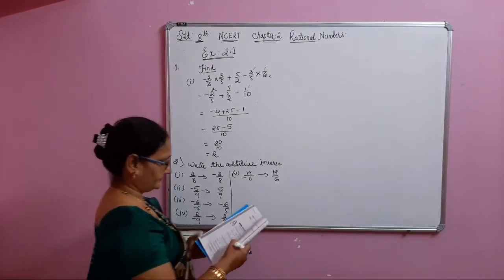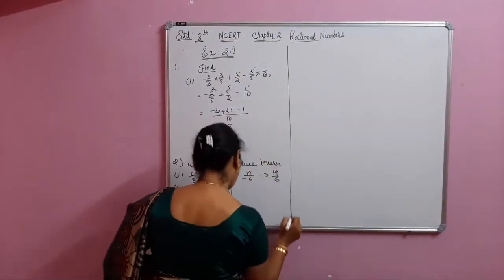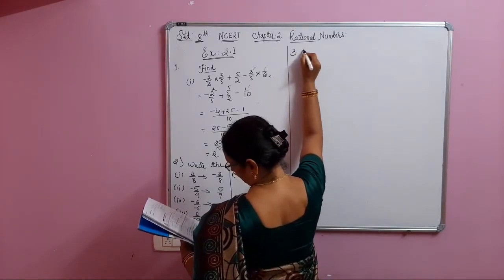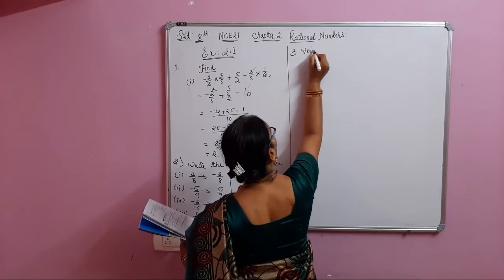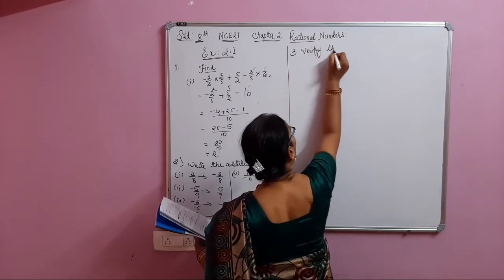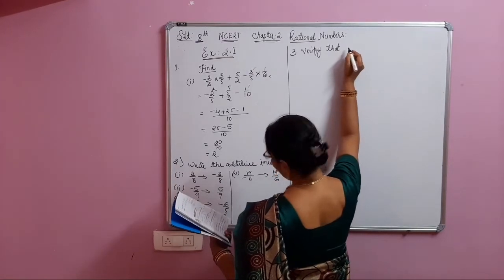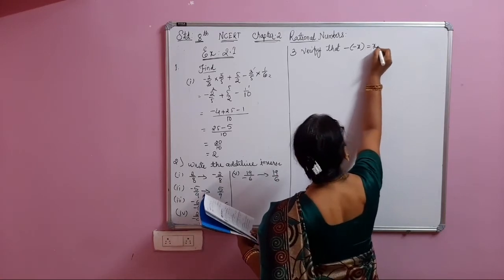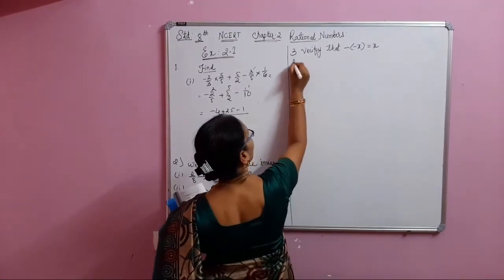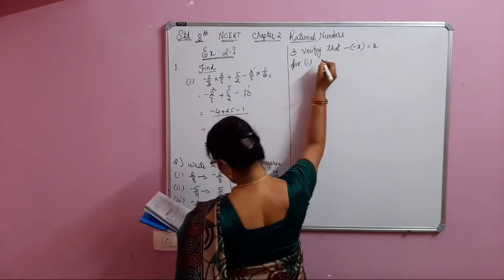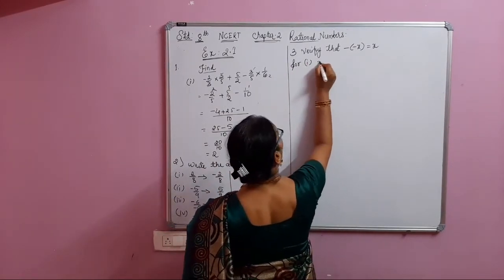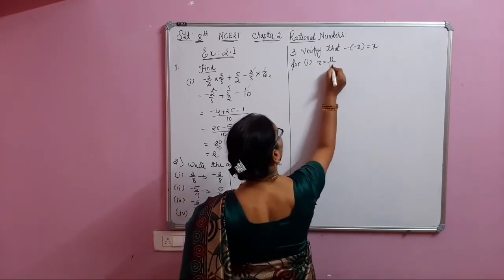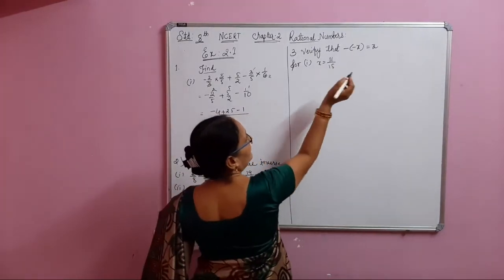Then verify. The next main is verify. One I will do, next you can do. Verify that minus of minus x is equal to x. For the first one, x is equal to 11 by 15. See here.